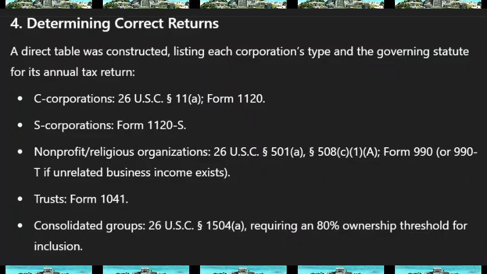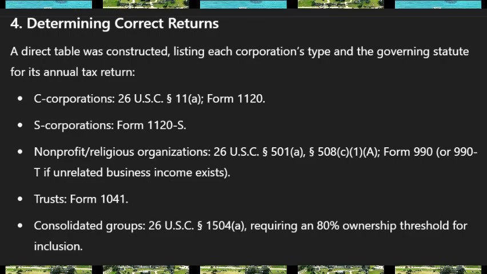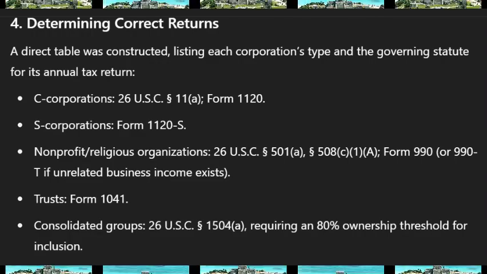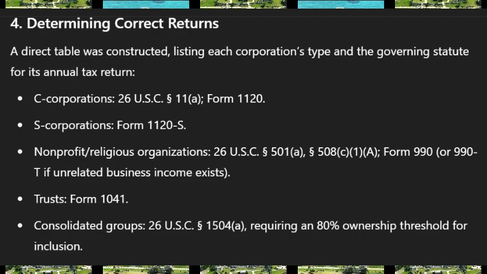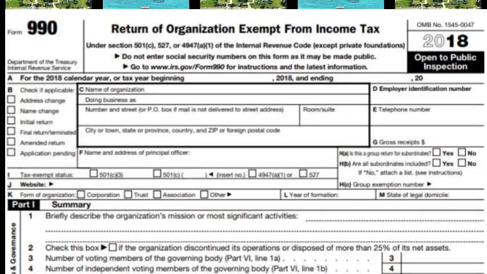Now, moving on to nonprofit or religious organizations. Our young entrepreneur had one of these, a religious nonprofit. Generally, they file Form 990. But there's a really important nuance here, something our sources highlight, and it trips a lot of people up. Churches and their integrated auxiliaries are actually exempt from filing that annual Form 990 information return. That's under 26 U.S.C. Section 6033A.